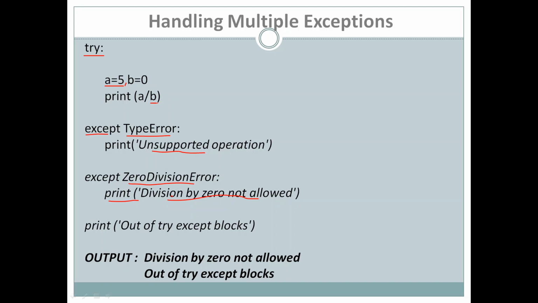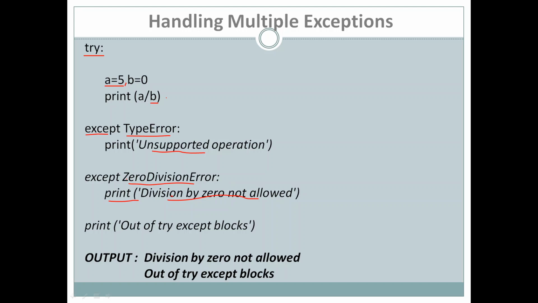When we divide any number by 0, it will raise an exception, that is division by 0 or zero division error. And when it raises an exception, that exception is thrown at this particular statement, and that is caught by the except block here, and it checks against the exception which is declared. So zero division error, is it equal to type error? No. As it is not equal to type error, it goes to the next except block.